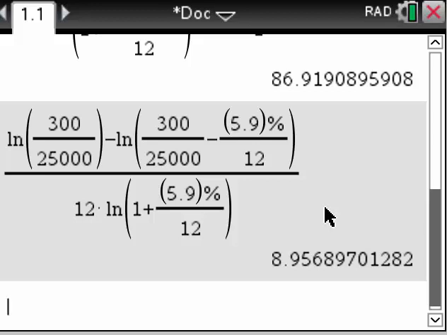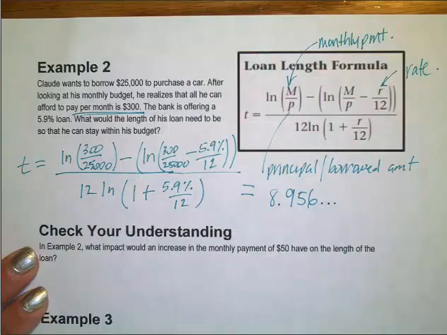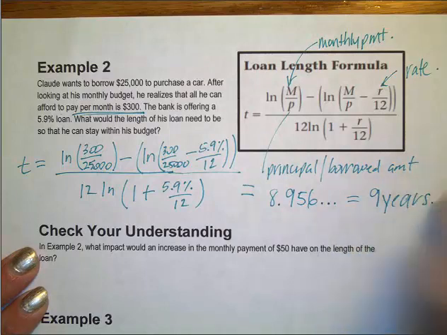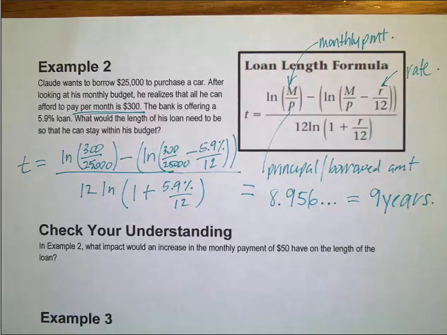It's going to take 8.95 years, which we're going to call 9 years. So I'm going to put down 8.956 on my paper, and then I'm going to call it 9 years. Because he might make a partial payment, but we might say it'll take you about 9 years, okay?